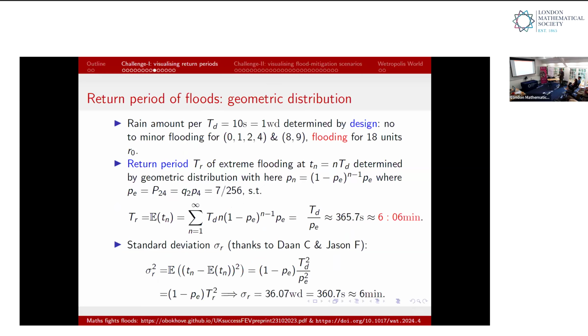So 10 seconds, that's the Wetropolis day, determined by design. I did that by saying, I want no or minor flooding for these amounts of units: 0, 1, 2, 4, and 8 to 9 units in the model. When I choose that, it's 1, 2, 4, and 9 seconds.